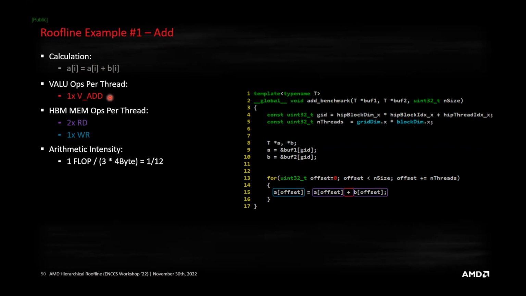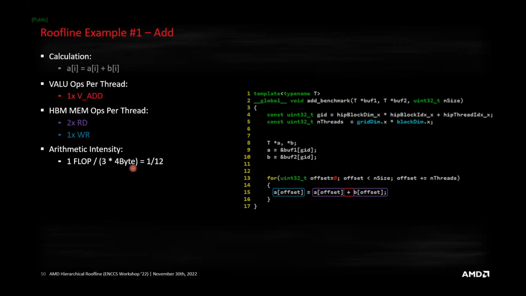In order to do that flop, we have to do 2 reads. We have to read A from HBM and B from HBM, our global memory. And then we have to do a write out to A. So a total of 3 data movements. And then, assuming we're doing single precision here, 4 bytes, 1 flop, that gives us an arithmetic intensity of 1/12.